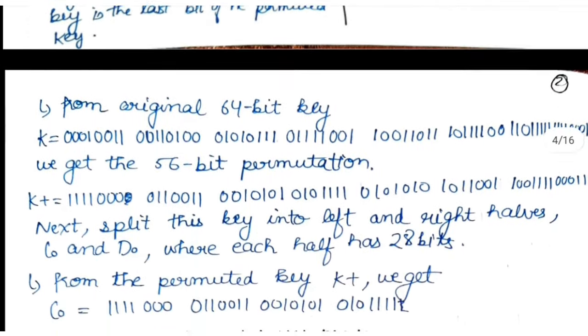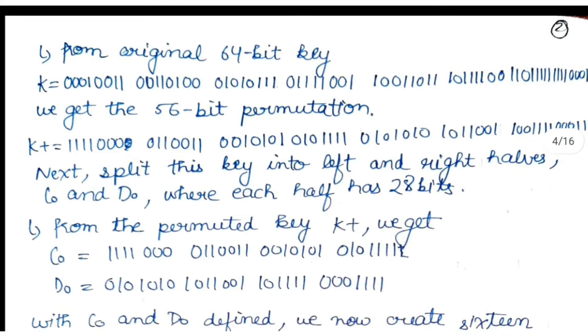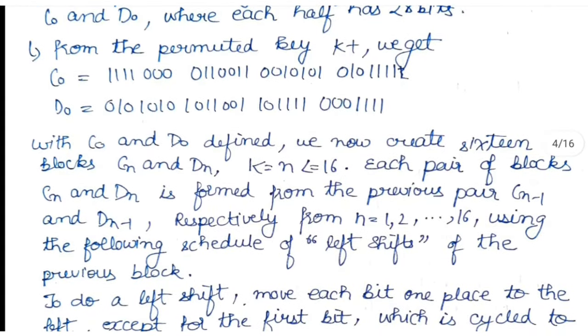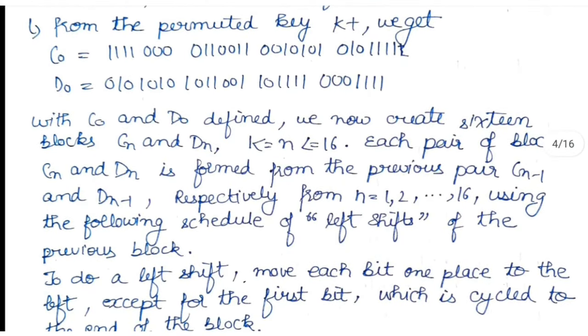This K plus is the permuted key, and now we will split this key into left and right halves, C0 and D0, where each half has 28 bits. From the permuted key K plus, we get C0 and D0. In C0, we will use the first 4 groups of 7 bits, and in D0, we will use the last 4 groups of 7 bits. So our C0 and D0 are defined. Now we can use them to create the next 16 blocks of Cn and Dn.